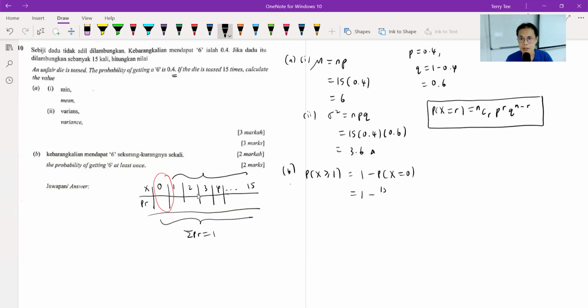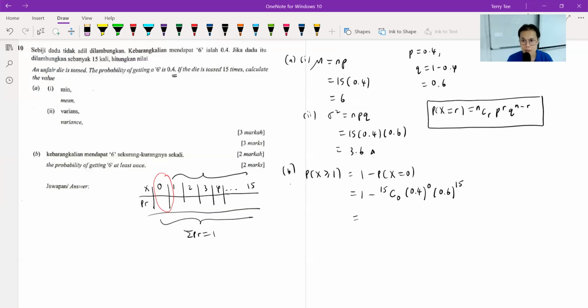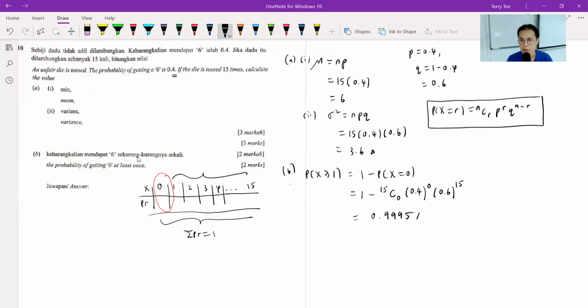So your n is 15, your r is 0, p is 0.4, r is 0 again, this q is 0.6, 15 minus 0 is just 15. So basically, we're taking 1 minus 0.6 power 15. And now, 15C0 is actually 1, sorry. 0.4 power 0 is also 1. But we can just use our calculator and do 1 minus 0.6 power 15. There you go, 0.9995, right? I can just do one shot. I don't have to write this value r. 1 minus 0.6 power 15, 0.9995. Okay.